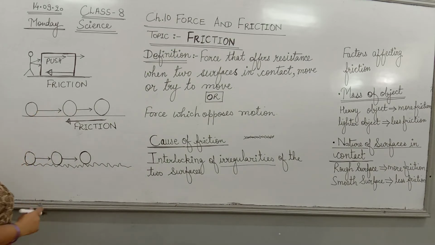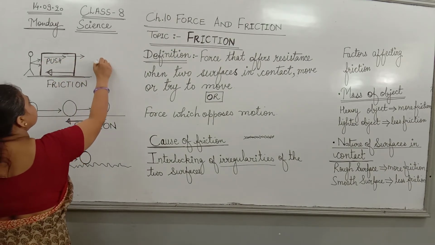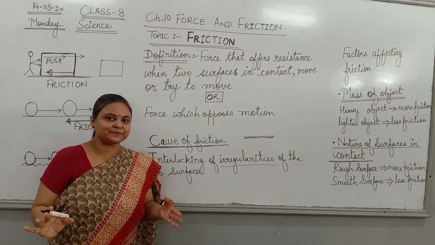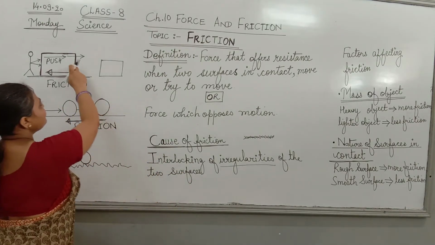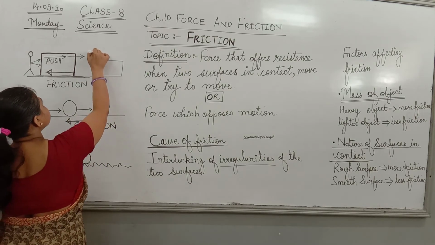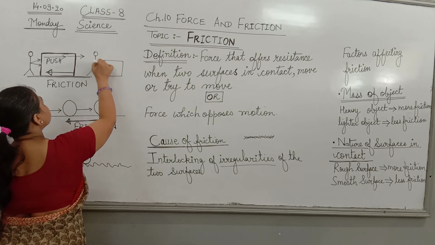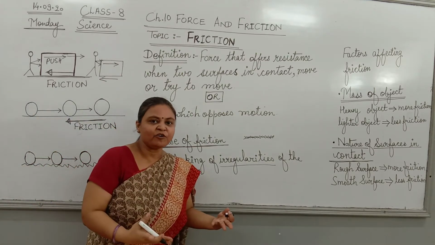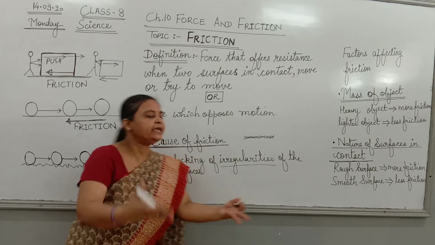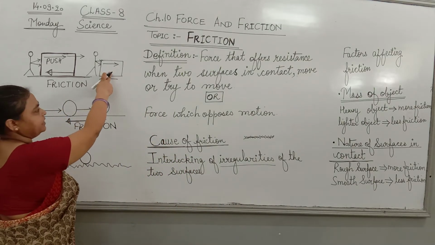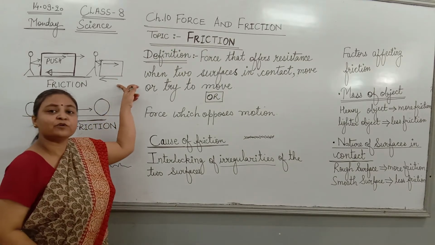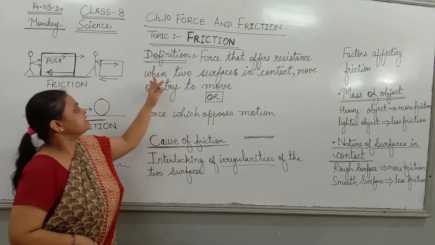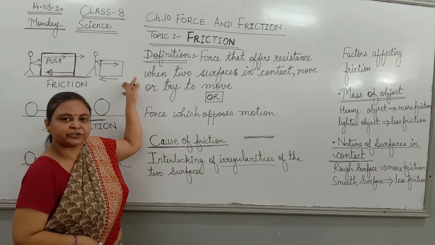Now come back to this diagram. Suppose instead of this big box, we have a small and comparatively lighter box, which is lighter in weight than this box. And the same man is trying to push this box. Will he be able to push it easily or would it be difficult for him? It would be easy for him because it is lighter in weight. Right? Frictional force is acting against it also. But because the mass is less, the friction is also less. That means friction depends on the mass of the object also.